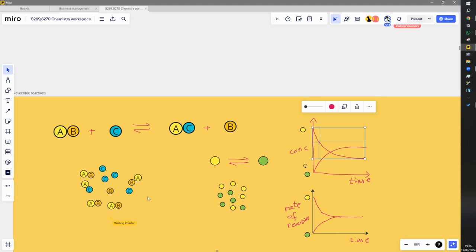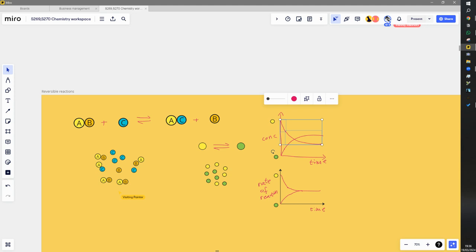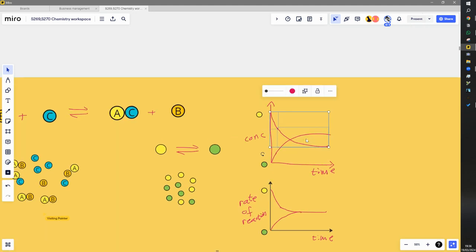So that's a brief introduction to reversible reactions. I'll just stop the video, then we'll look at how we can actually affect what we call the equilibrium point.